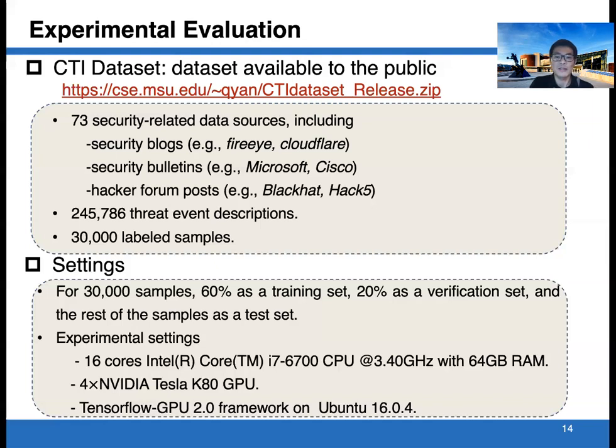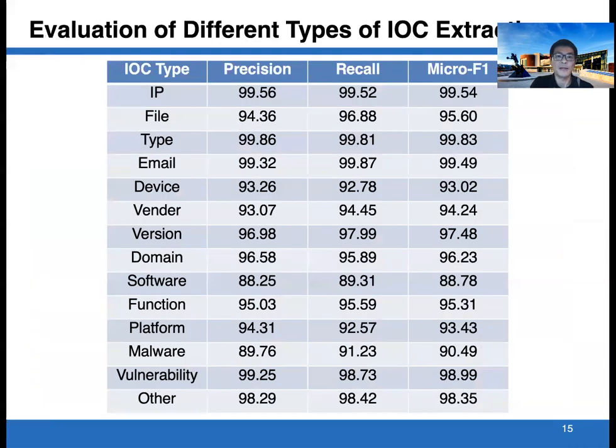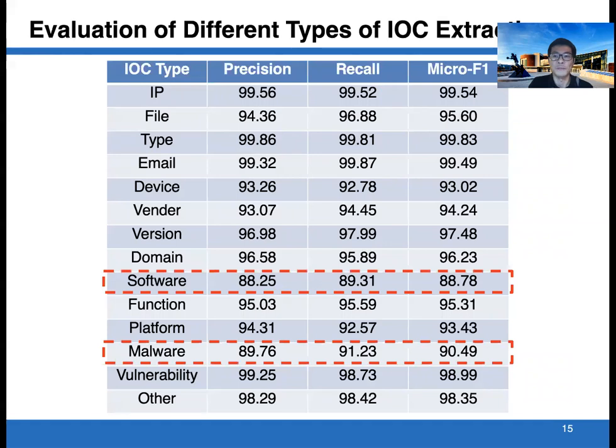Based on the data set, we evaluate the performance of Hinti for extracting IOC and threat intelligence computing. First, let's look at the IOC extraction accuracy. Here, we extract 13 major types of IOCs. Overall, our IOC extraction method demonstrates excellent performance in terms of precision, recall, and F measure for most types of IOCs. However, we observe a performance degradation when recognizing software and malware.